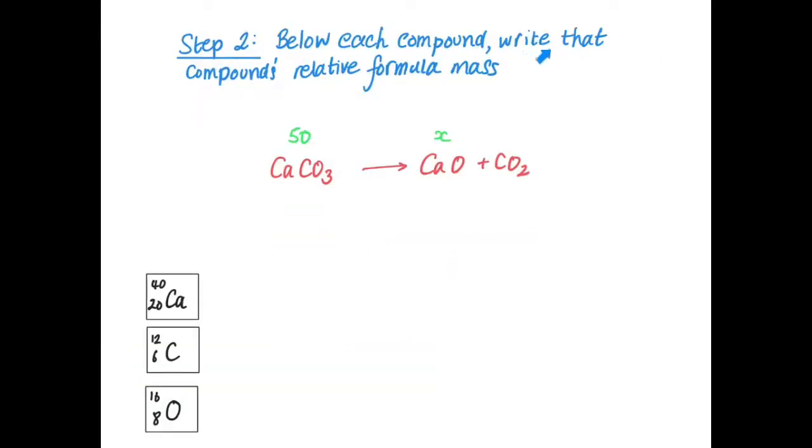Below each compound, write that compound's relative formula mass. So remember, to work out the relative formula mass of a compound, you add the relative atomic masses of the elements in that compound. The relative atomic mass of calcium is 40, carbon is 12, and oxygen is 16. So the relative formula mass of calcium carbonate is 40 plus 12 plus 3 times 16, because there were 3 oxygens. Add that together and you get 100.